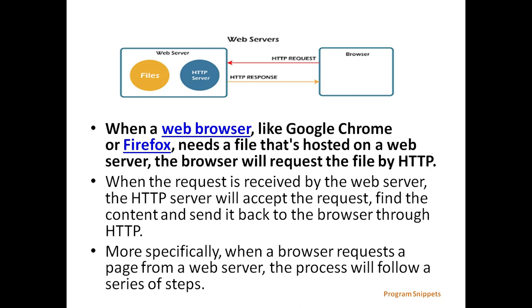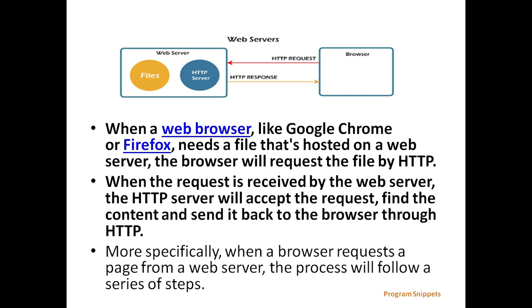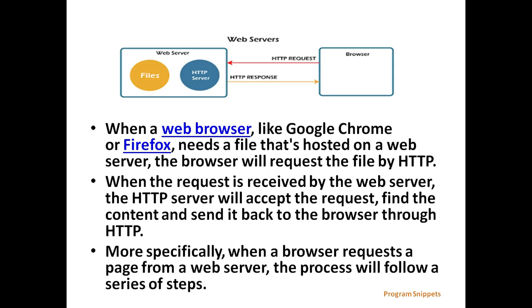When a web browser like Google Chrome or Firefox needs a file that is hosted on a web server, the browser will request the file by HTTP. When the request is received by the web server, the HTTP server will accept the request, find the content, and send it back to the browser through HTTP. More specifically, when a browser requests a page from a web server, the process will follow a series of steps.